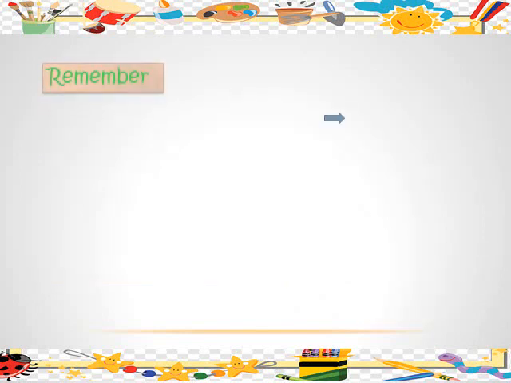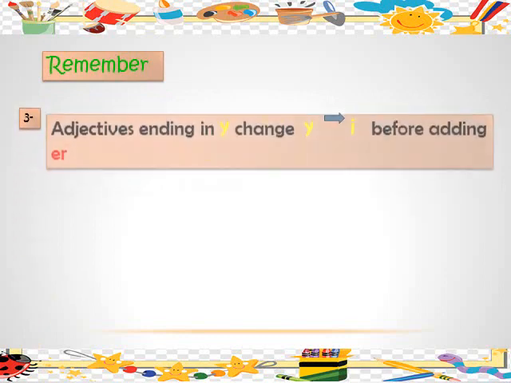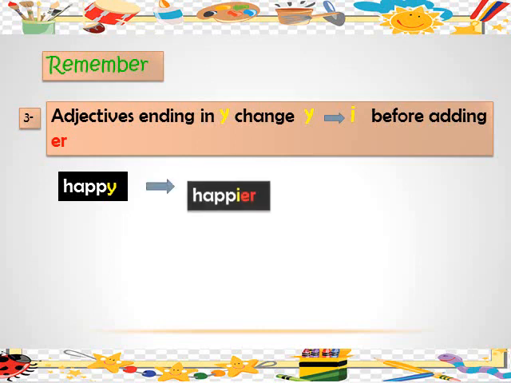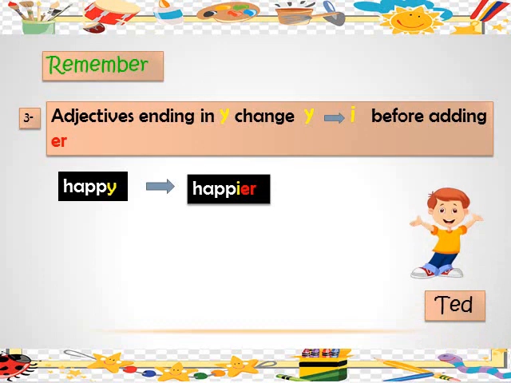Remember 3. Sometimes the adjectives end in Y. We have to change the Y into I before adding the ER. Let's see how. Happy is an adjective. It ends with the letter Y. How are we going to make it in a comparative form? First of all, you have to change the letter Y into I, then add ER. So happy becomes happier.